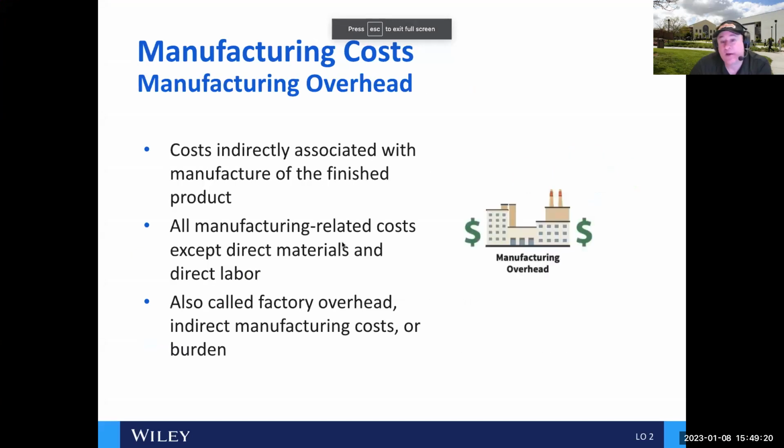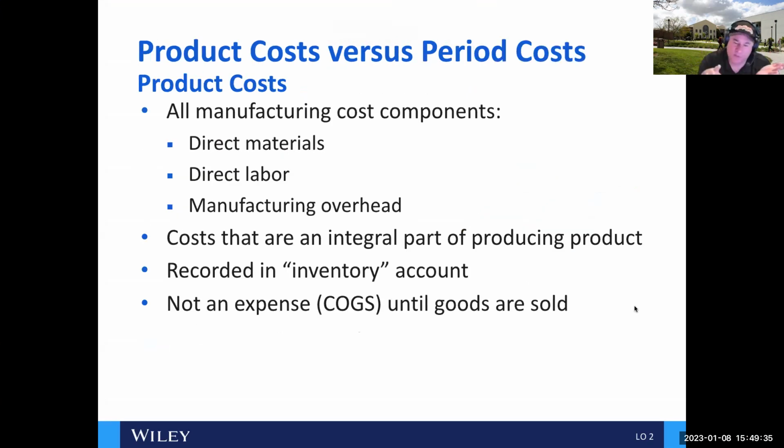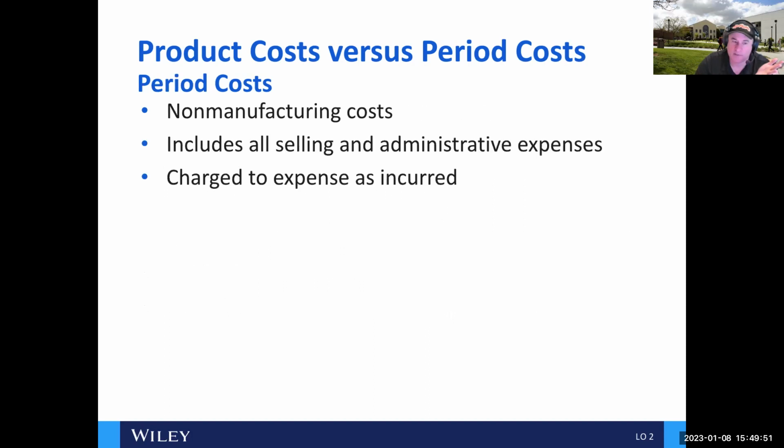Manufacturing overhead, if it has the word factory in it, it's going to be part of manufacturing overhead. So if it's factory equipment depreciation, factory insurance, factory utilities, all those are examples of manufacturing overhead. Now, everything we've just discussed is a product cost: materials, labor, overhead. A period cost is going to be non-manufacturing. It's basically SG&A, selling, general, administrative: sales commissions, sales salaries, office equipment depreciation. Anything to do with selling or administrative costs is a period cost.